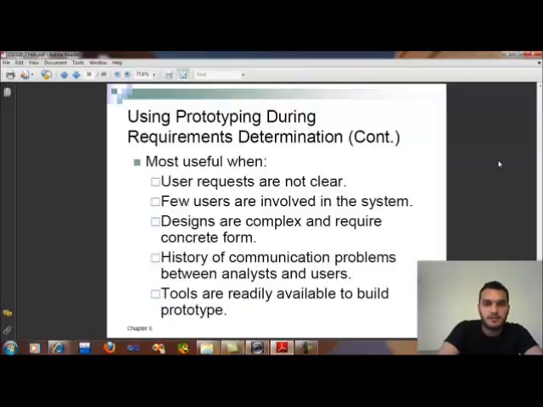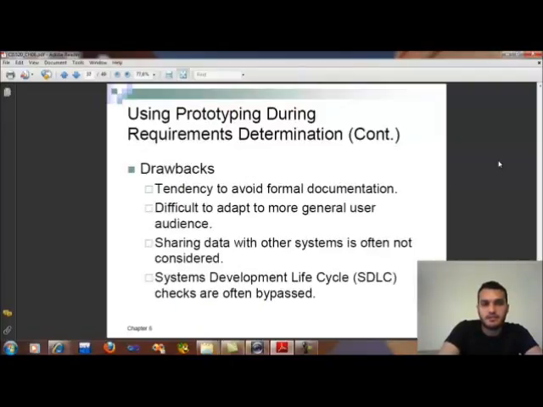Prototyping is most useful when user requirements are not clear, few users are involved in the system, designs are complex and require concrete form, there is a history of communication problems between analysts and users, and tools are readily available to build the prototype. The drawbacks: a tendency to avoid formal documentation, difficulty adapting to a more general user audience, sharing data with other systems is often not considered, and systems development lifecycle checks are often bypassed.